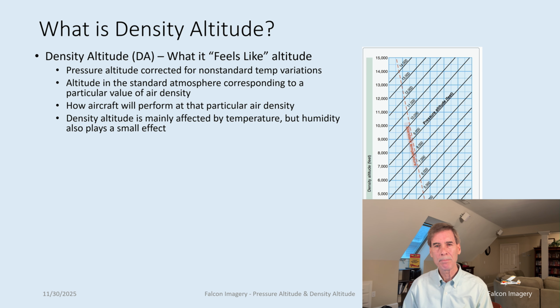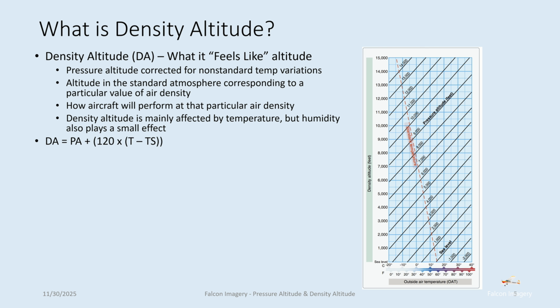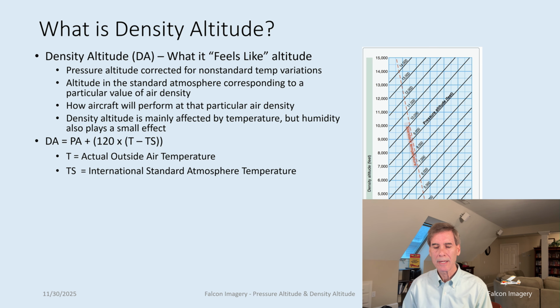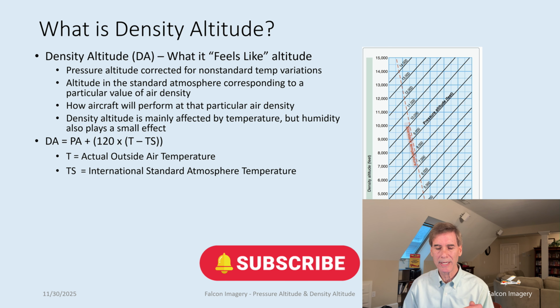Again, density altitude is mainly affected by temperature, but humidity also plays a factor as well, but it's a smaller effect, and the equation that they use for determining density altitude doesn't reflect humidity, but it does play a factor. So the basic equation for density altitude is pressure altitude plus 120 times the actual temperature outside minus the International Standard Atmosphere temperature for the particular altitude that you're flying at, pressure altitude that you're flying at.